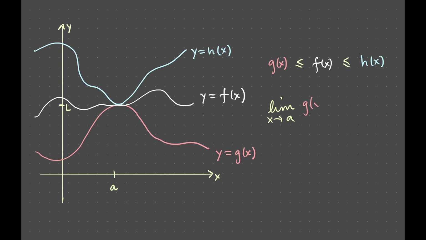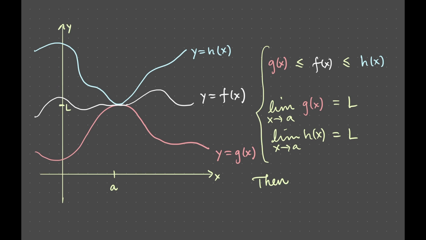After all, if g and h have the same limit, then their graphs must converge to a single value, say L, and if f is trapped between the two, then its limit must be forced into this single value as well. Precisely, the statement reads as follows.